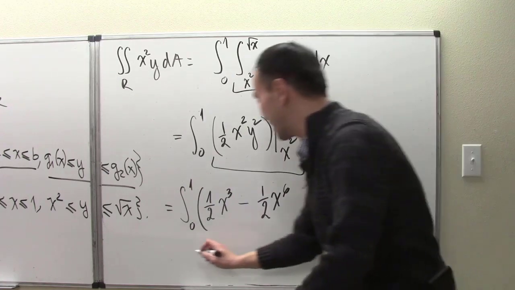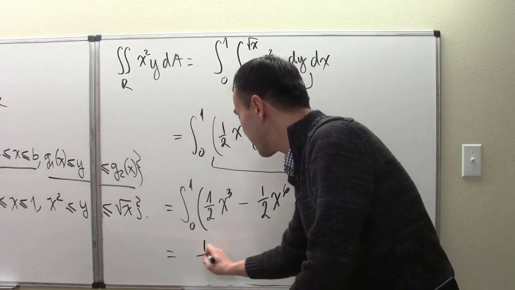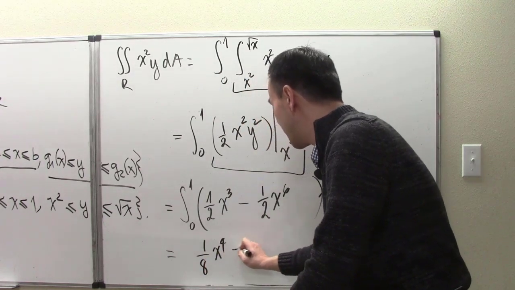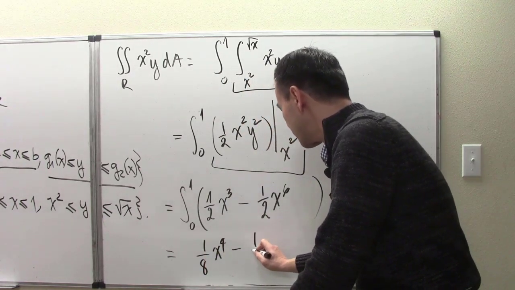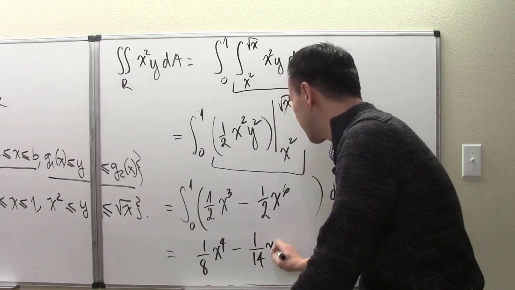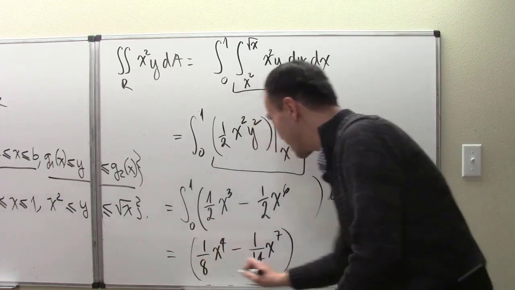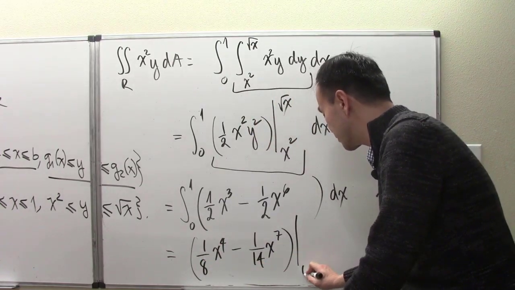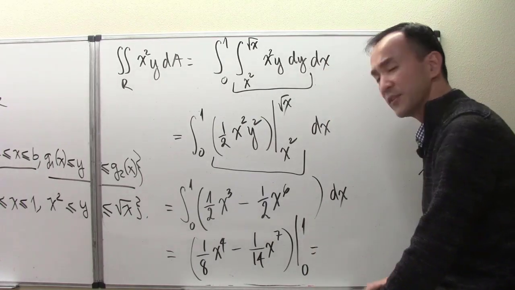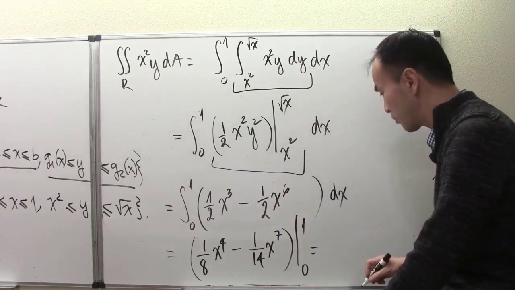And so now that gives me, in the next step right here, a 1/8 x to the 4th minus 1/14 x to the 7th. And now we can evaluate this from 0 to 1. And now at this point it should be easy for anyone, so I don't need to explain in too much detail any one of these steps right here.